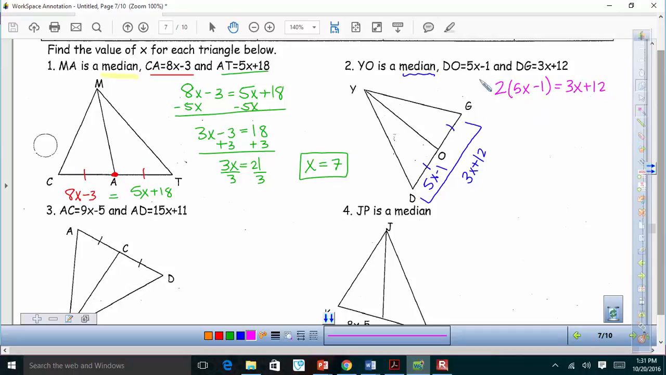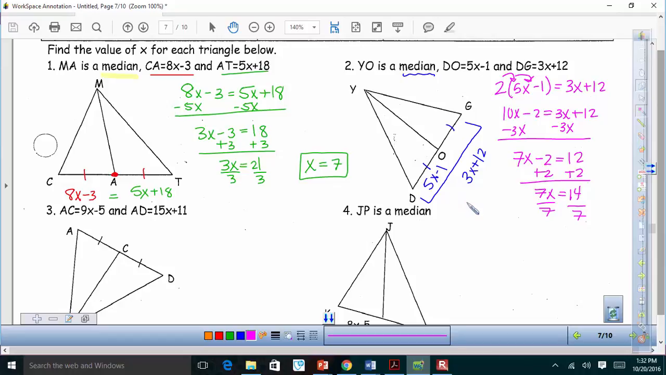I'm going to distribute my 2. That gives me 10x minus 2 equals 3x plus 12. From here we just solve for x, so we subtract 3x from both sides. This gives me 7x minus 2 equals 12. From there we would add 2 to both sides. That gives me 7x equals 14. Then we divide by 7, and x equals 2.